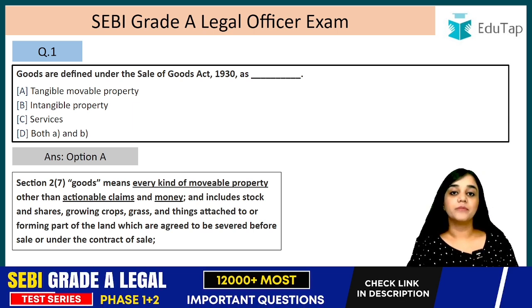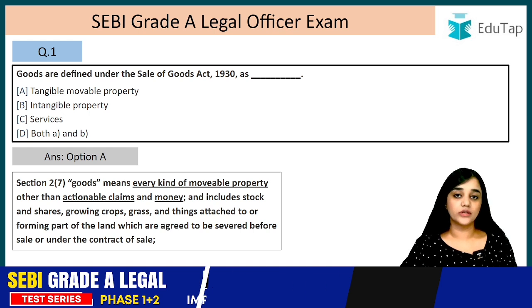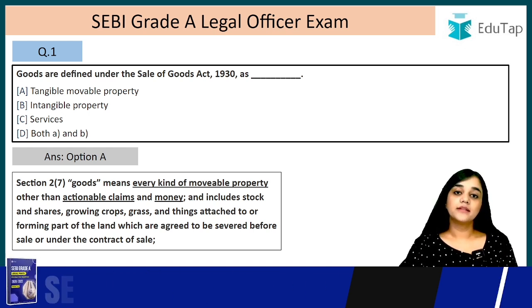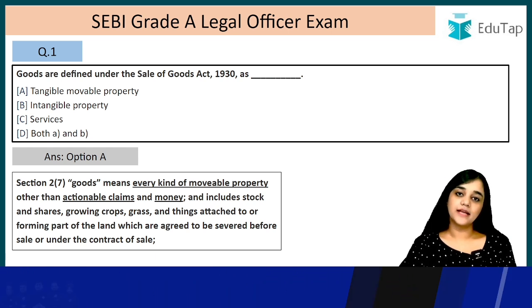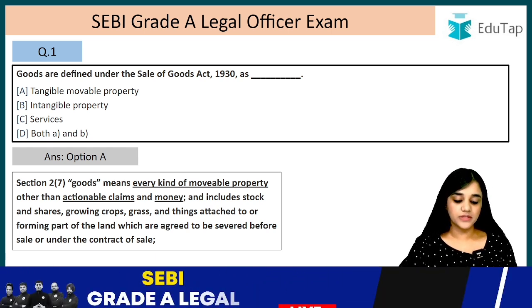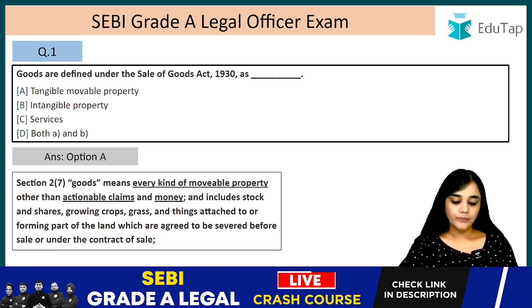Actionable claims and money. Money is also not included in goods. Money is the consideration in the contract and it is not included in goods. But there can be some rare exceptions to this also. For example, you must have seen that rare ancient coins are sold for very high value, right? So in that case it could be goods, but the general principle says that actionable claims and money are not goods.